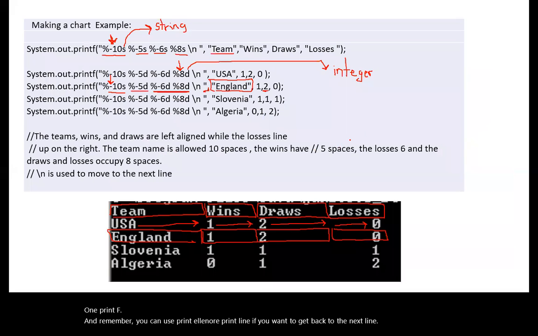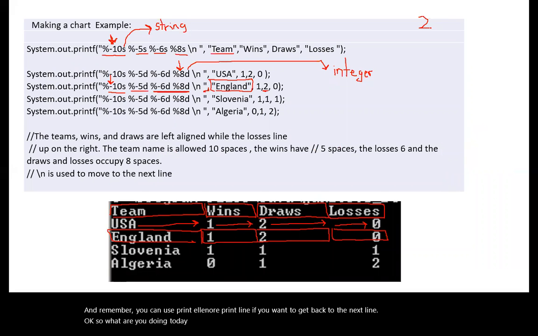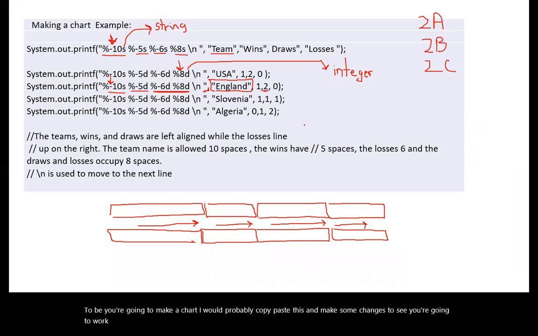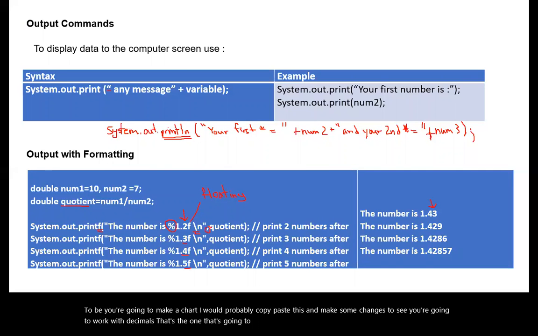Okay, so what are you doing today? You're working on assignment 2A. 2A is just getting you used to print lines. Tell me a few things about yourself. 2B, you're going to make a chart. I would probably copy paste this and make some changes. 2C, you're going to work with decimals. That's the one that's going to look a lot like this. We're just getting used to showing things after the decimal.